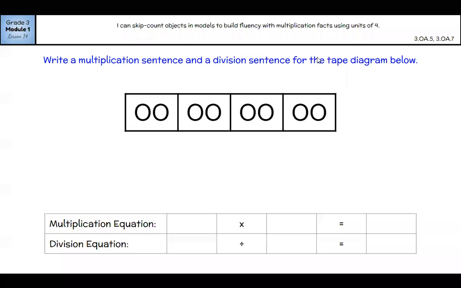Okay, same directions. 1, 2, 3, 4 groups with 2 in each group gives me 2, 4, 6, 8. So that means that if I have 8 total and I divide them into 4 groups, I will get 2 in each group. Or I could say if I have 8 total and I divide them by putting 2 in each group, I will get 4 groups. Both correct.